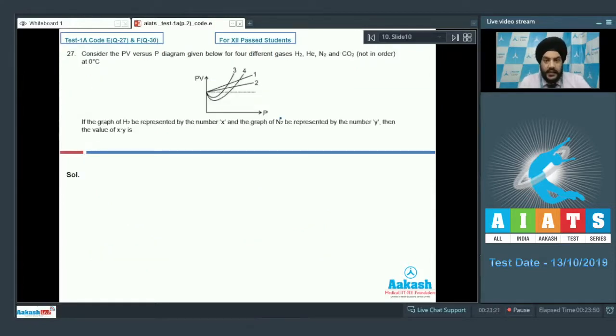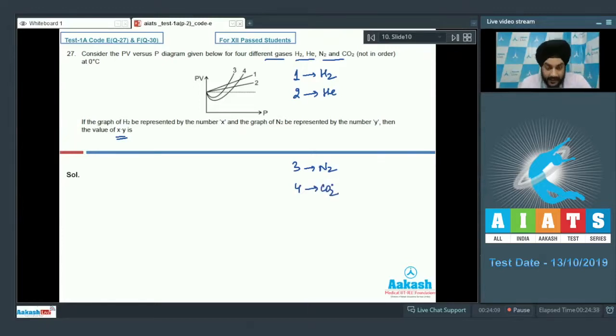Question number 27. Consider the PV versus P diagram given below for 4 different gases H2, He, N2 and CO2, not in order, at 0 degree C. If the graph of H2 is represented by the number x and the graph of N2 is represented by the number y, then the value of x into y is. So students, if we look at the graphs given, we can clearly see that H2 and He have to be 1 and 2, and N2 and CO2 have to be 3 and 4. If we talk about H2 and He, we know that the graph of H2 lies above that of He. So 1 is for H2, the second graph is for He, the third graph is for N2, whereas the fourth graph has to be CO2.